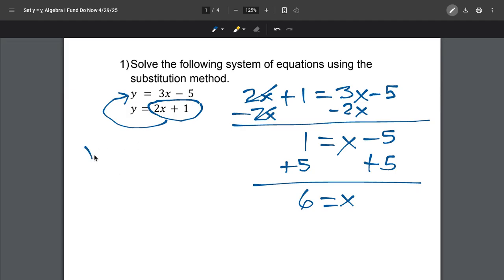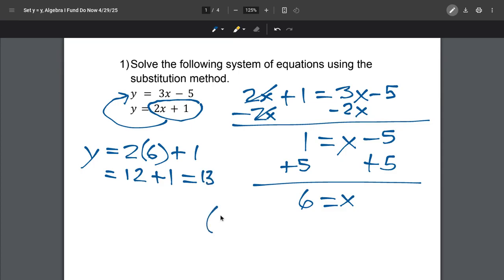And now I can solve for y by substituting in 6 for x. So I can say y equals, if I take this equation, 2 times 6 plus 1. 2 times 6 is 12, so we have 12 plus 1, which is 13. So my solution here is (6, 13).